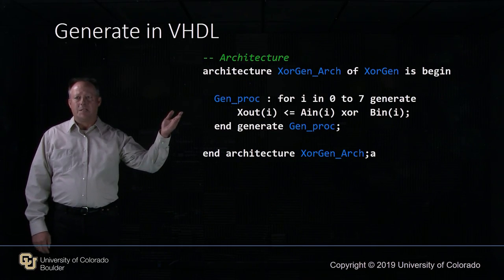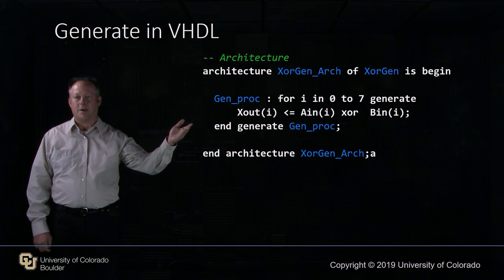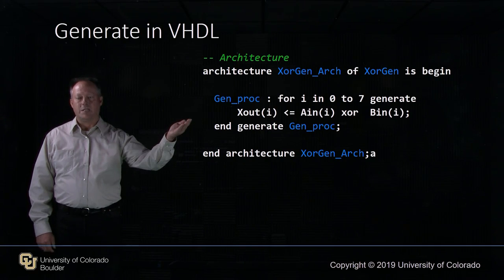Here we have our generate statement. For I in 0 to 7, generate X out of I gets A in of I XORed with B in of I. So in this case, our X out 0 bit gets A in 0 bit XORed with B in 0 bit. Bit 1, bit 2, on up to bit 7. So we're building an 8-bit bus, X out of I gets A in of I XORed with B in of I.